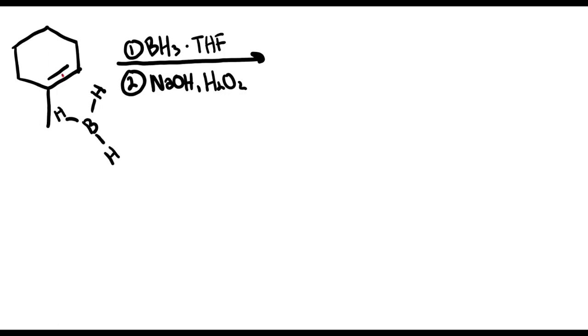The double bond is going to attack the boron, and then we're going to add the BH2 to the less substituted carbon, and the hydrogen will add to the more substituted carbon. Remember, because this reaction is anti-Markovnikov, we are actually adding the hydrogen to whichever carbon has fewer hydrogens.